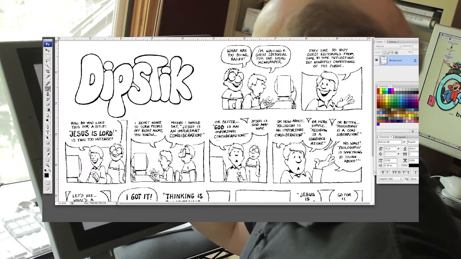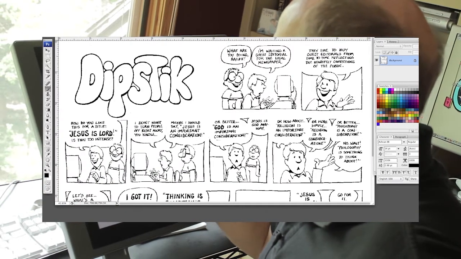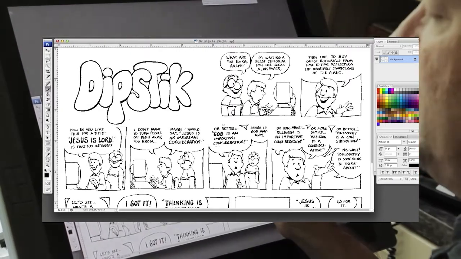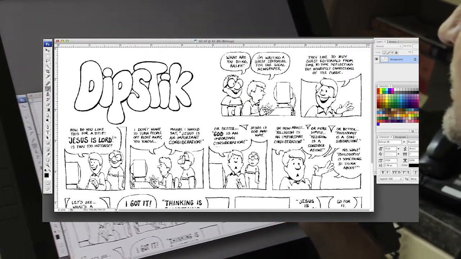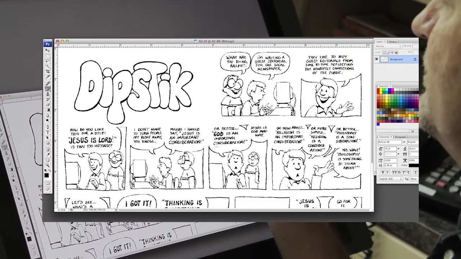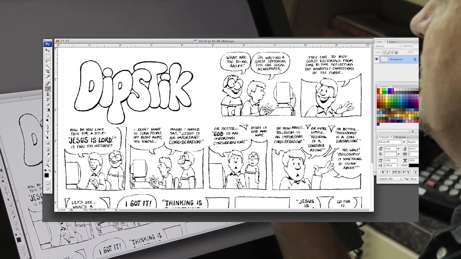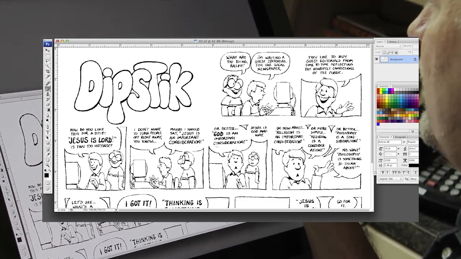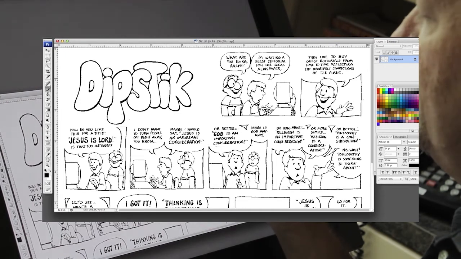Now, here's another comic strip I wanted to show you. This is one that I tried to syndicate years ago. It's called Dipstick. And here is Dipstick. He's talking to his friend Ralph, and he says, "What are you doing, Ralph?" And Ralph says, "I'm writing a guest editorial for the local newspaper. They like to buy guest editorials from time to time, reflecting the heartfelt convictions of the public."